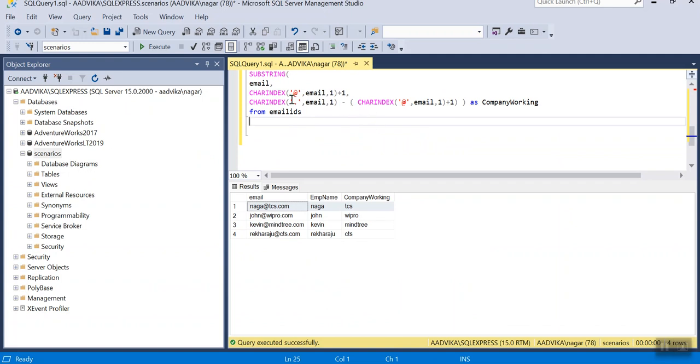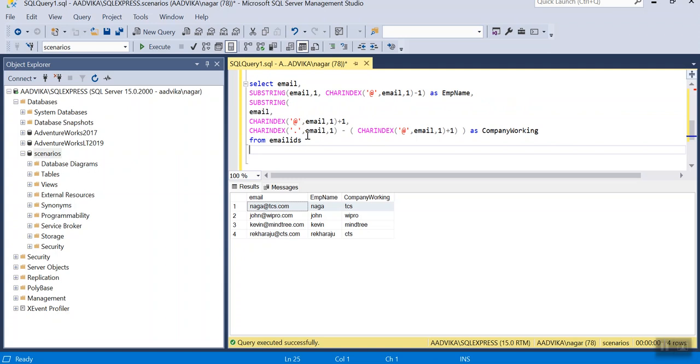Sorry, you need to understand this a little carefully. So for email, this is the whole formula for company. So substring, email is the column from which we are extracting the data. The starting position is after the at the rate, right?